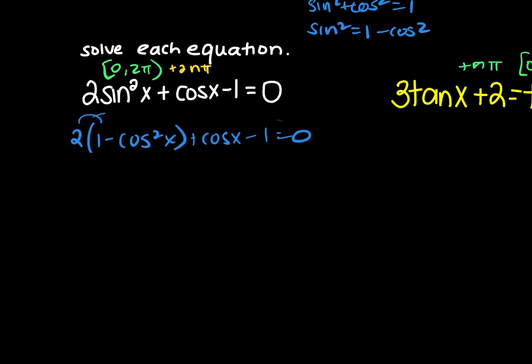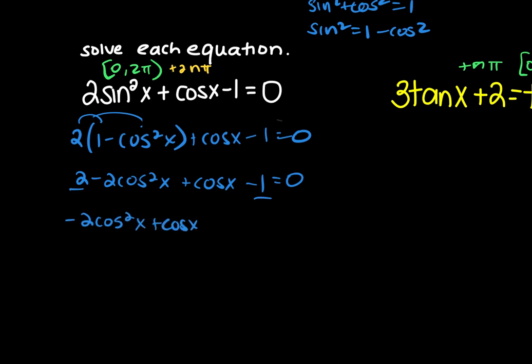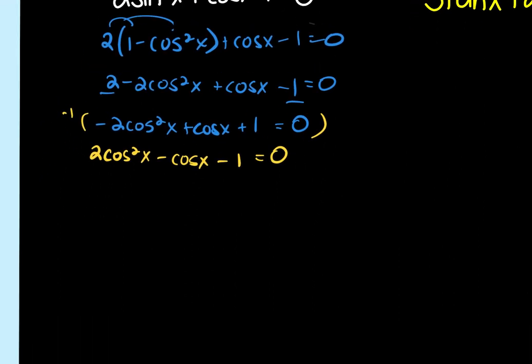And then I'm going to distribute here. So 2 minus 2 cosine squared x plus cosine of x minus 1 equals 0. Combine your like terms. So negative 2 cosine squared x plus cosine x plus 1 equals 0. As soon as you see that cosine squared and the cosine, you know you're going to have to factor. Personally, I hate a negative on the front, so I would multiply everything by -1, or move everything to the other side. You don't have to do this, but I would make that 2 cosine squared x minus cosine x minus 1 equals 0.